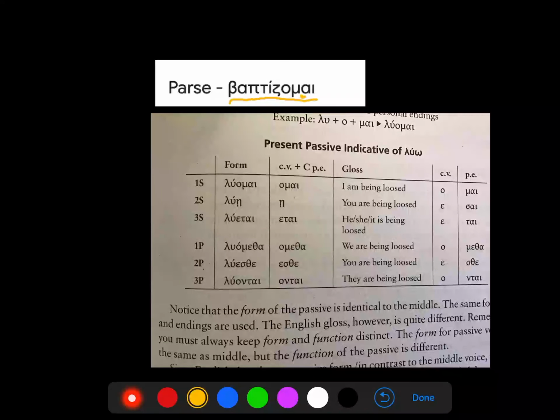Baptizomai, and here we have the omai. The personal ending, the omicron is the connecting vowel, and that's pretty obvious. It's the first person singular. So the translation here is, I forgot the translation in the last one, but this one, the word means baptize. Baptizo is I baptize. So baptizomai is I am being baptized.